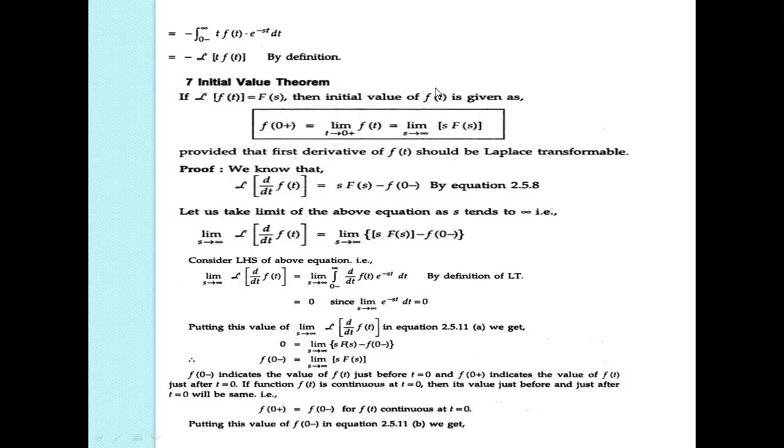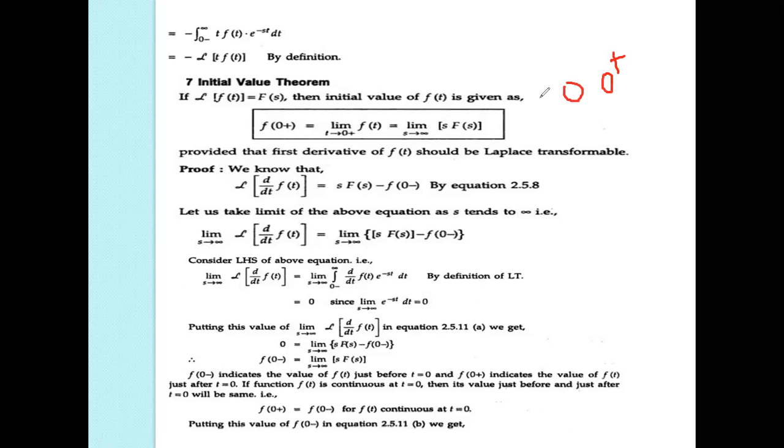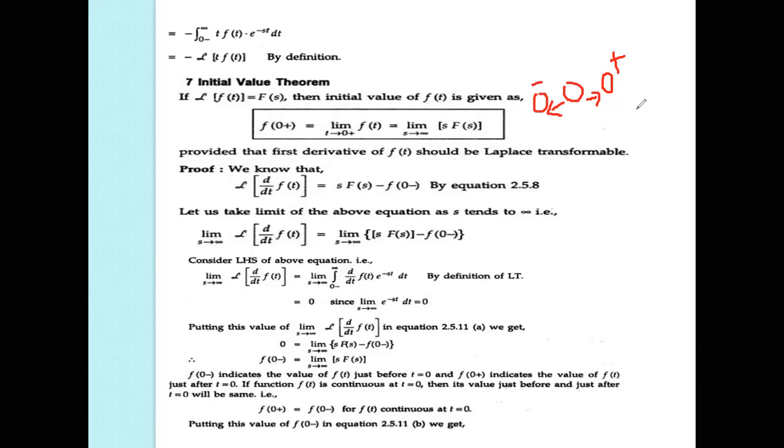What is that initial value? Assuming f of 0 plus, 0 plus is the initial value. What does 0 plus mean? 0 plus is just above the 0. Just below the 0 is 0 minus, just above the 0 is 0 plus.